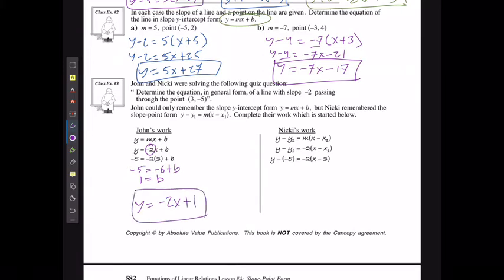Nikki knew the slope point form, so she substituted in the m value, she substituted in the coordinates, and she's going to do the same thing that we did with our last examples. She said y plus 5 is equal to negative 2, and I'm going to multiply the negative 2 into both parts here, negative 2x plus 6, and then I'm going to subtract 5 from both sides. y is equal to negative 2x plus 1, and they both got the exact same answer.